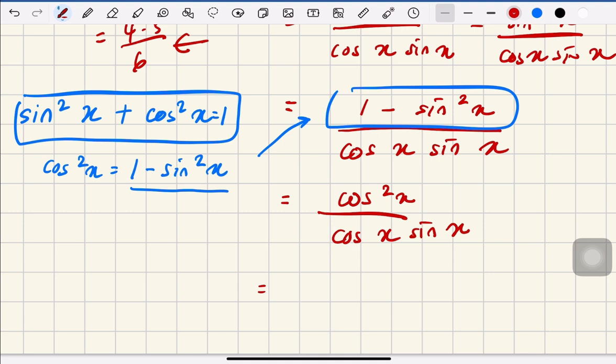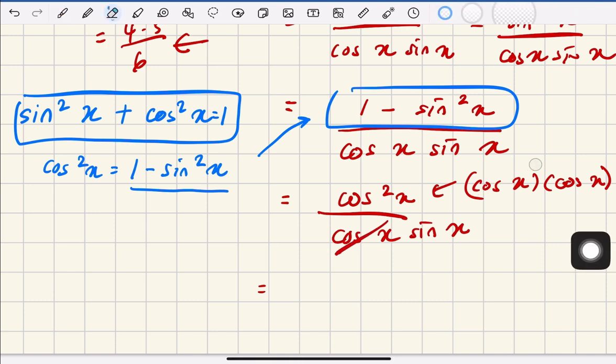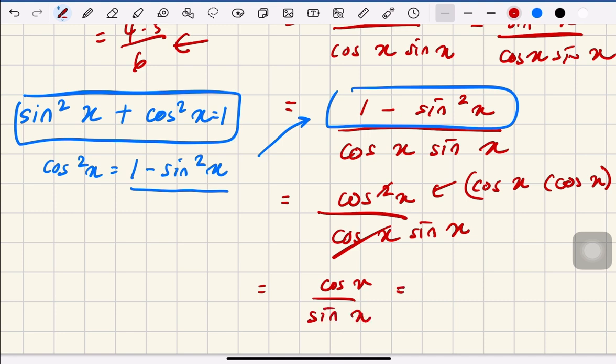So cos squared x means cos x times cos x, there are two of those. So now we're going to cancel each one. Usually what I do is I just cancel their powers, like this and this. So it becomes cos x over sin x. Bingo. This is 1 over tangent, right? So 1 over tangent is what? Cotangent. Proven.